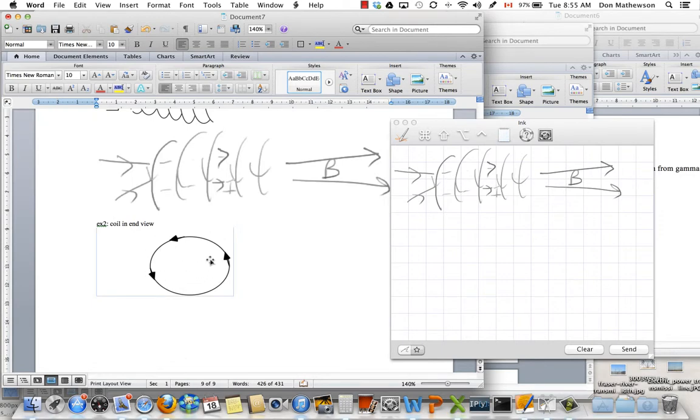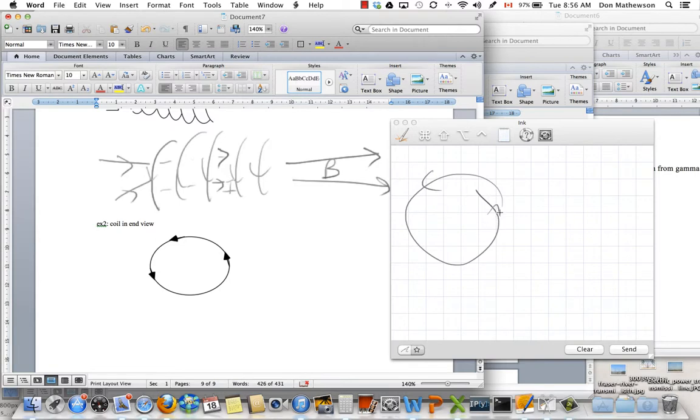Here we have a coil in end view. So we imagine holding onto a pop can and curling our fingers around the pop can. If you do that with your right hand in the direction of the current, you'll see that the field is actually coming up towards you. So make your right hand fingers go this way. Your thumb is going to point out at you. Out at you is a dot. So the magnetic field is out of the page here.